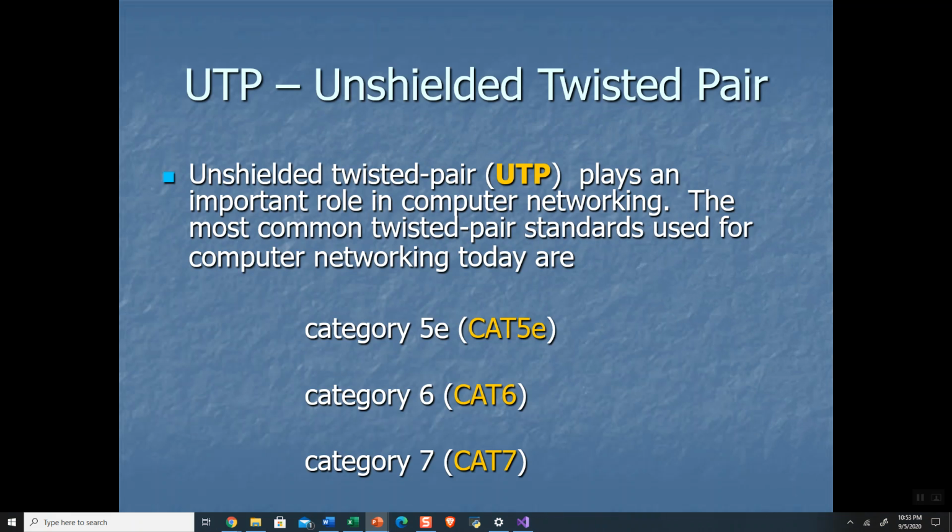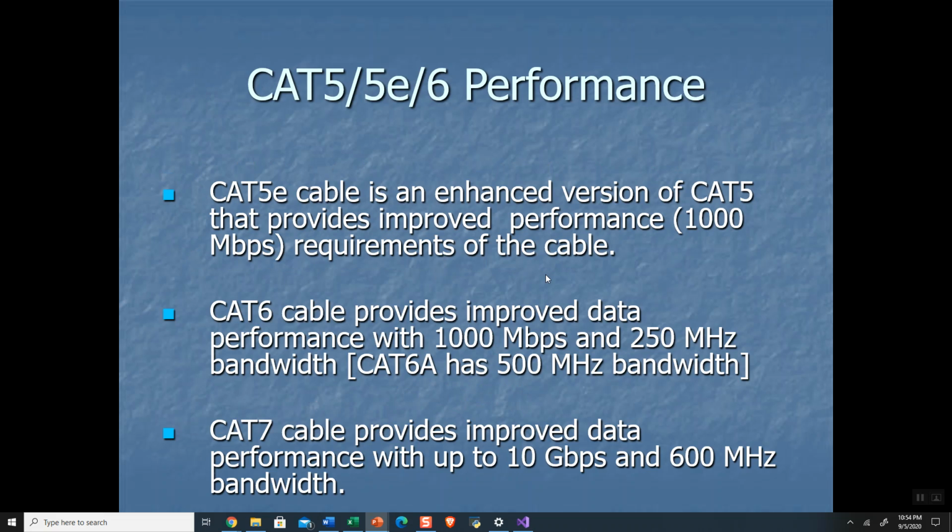UTP stands for unshielded twisted pair. There are different categories. The most recent ones that we're looking at: you have category 5, 6, and 7, which is the most recent one, at least in the States. So let's look at the performance. The difference between these cables is just how they behave and how much data they can handle. So they certify these cables with different performance.